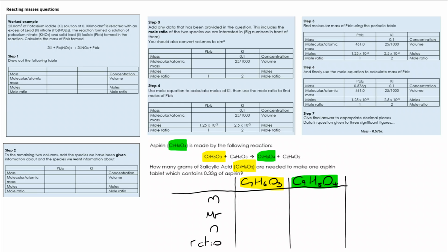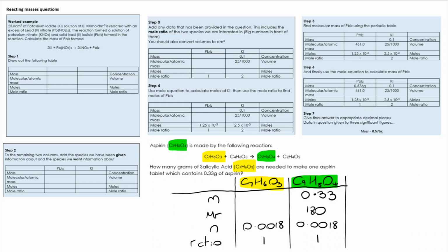So following through the steps, we have got the species we are interested in and the species we know about. So we've got the salicylic acid and the aspirin, and I've built my table. From there, I put in what I know. I've got 0.33 grams of aspirin. I can find its Mr, it's 180. And when I've got both of those, I can calculate n, which comes out as 0.0018. My mole ratio is direct from the equation. 1 mole of salicylic acid makes 1 mole of aspirin. So I put that 1-to-1 ratio in. And if 1 mole makes 1 mole, 0.0018 moles makes 0.0018 moles.